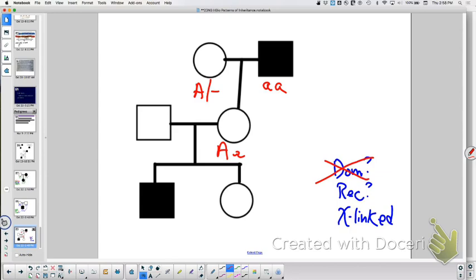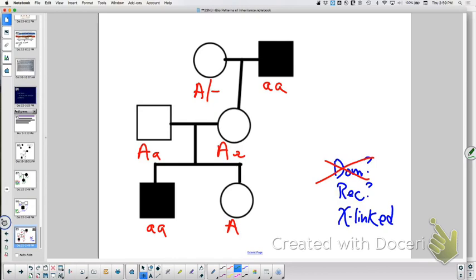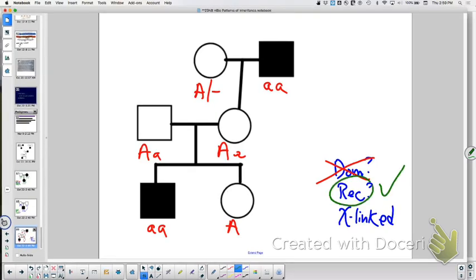She marries this man. Does he have the disease? No. Remember, we're talking about a recessive disease now. So he has at least a big A. Could he be harboring a little a? Yes. And that's how you would make this son that is little a, little a. And then this girl, we don't know, but she has at least a big A. So does it work for sex-linked or recessive? Yes. We can say yes to recessive.